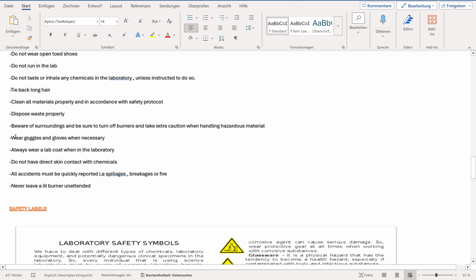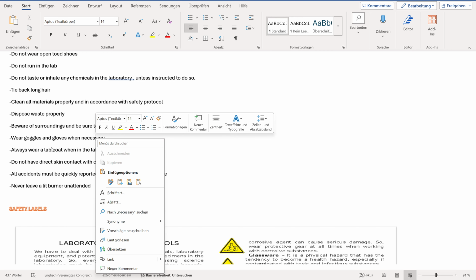Then we move on to the next laboratory safety rule. Wear goggles and gloves when necessary. So you should wear goggles and gloves when necessary, because some chemicals are irritant to the eyes, others are irritant to the hands, they cause corrosion on skin. So it is advised to wear goggles and gloves whenever necessary.